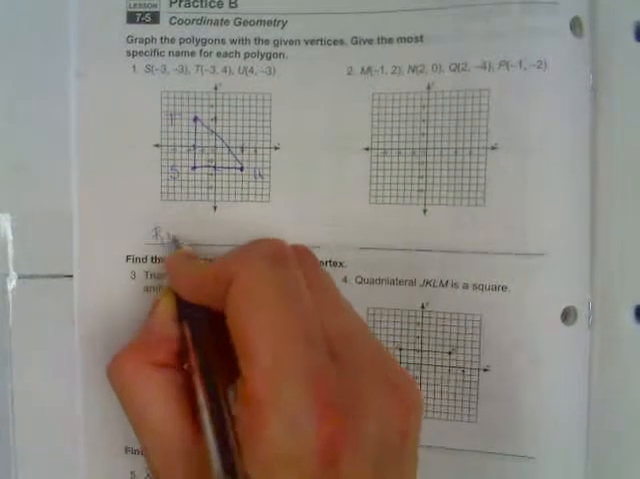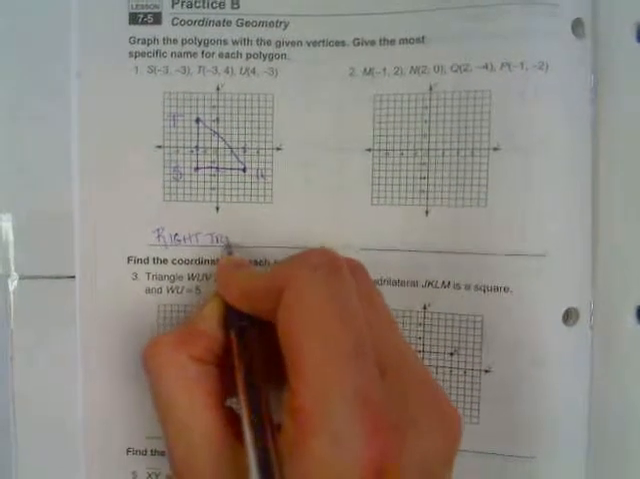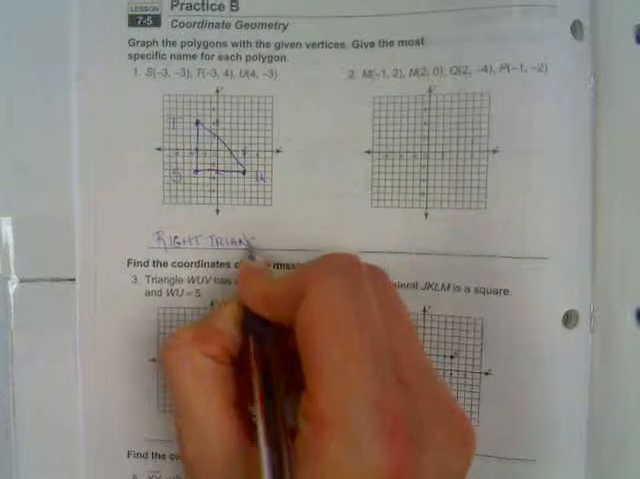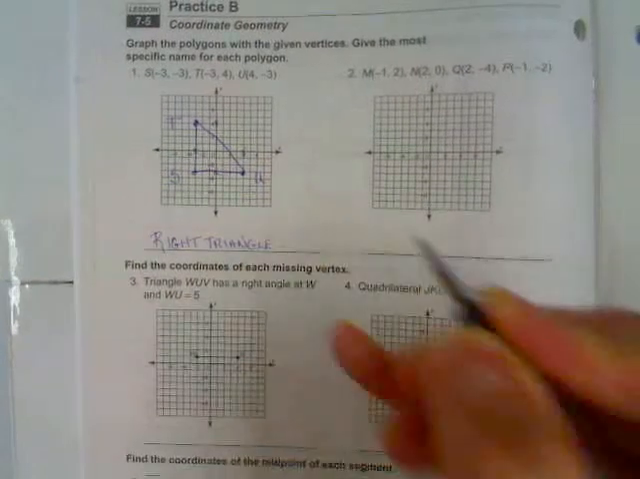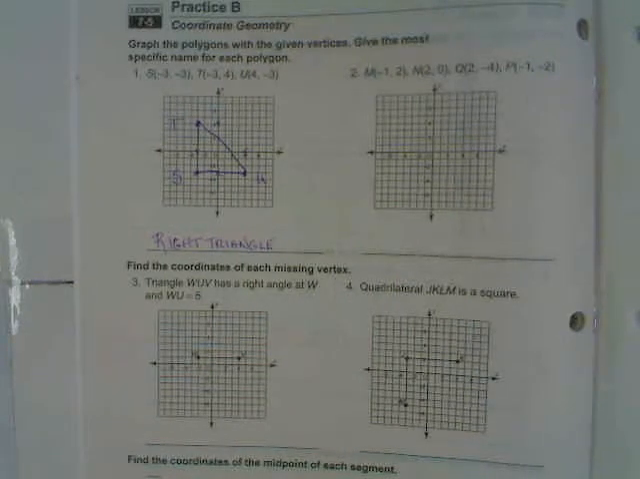We could go more specific way beyond that and even say right triangle. What they wouldn't want you to do is here, if it was, for instance, a 4-sided shape, they wouldn't want you to just say quadrilateral. They would want you to say square or parallelogram or rhombus or whatever that shape might end up being.